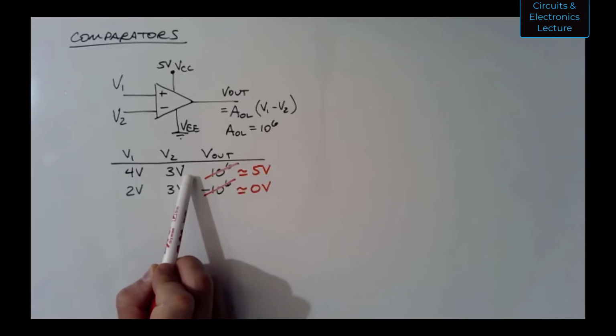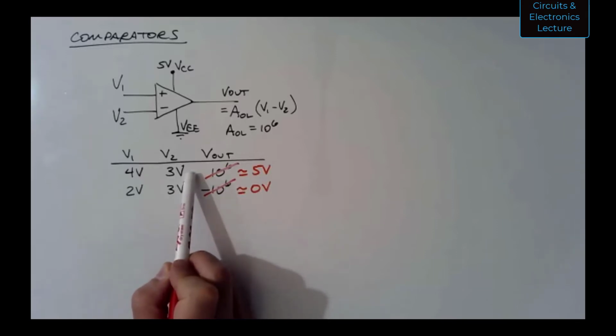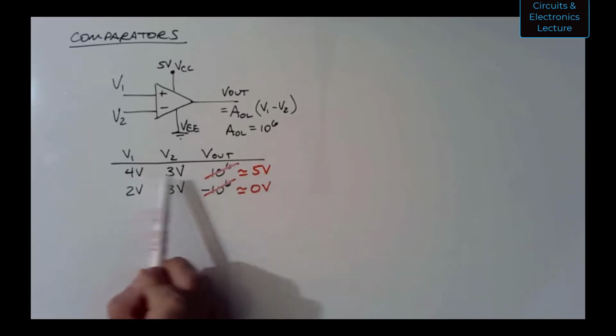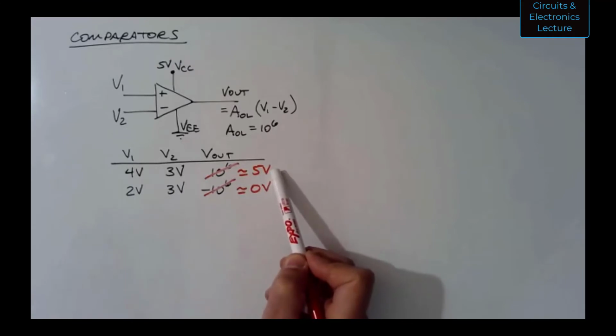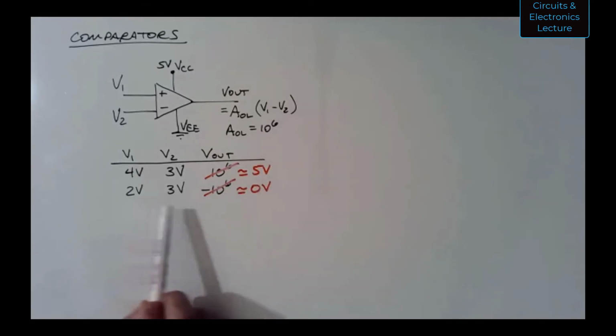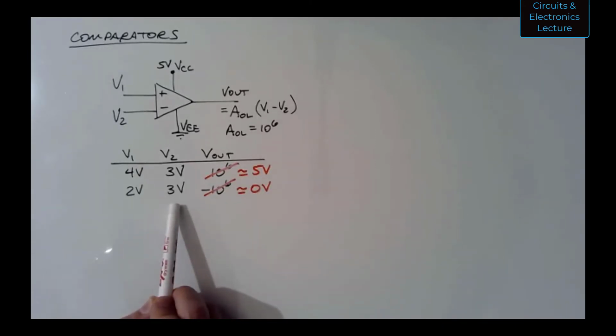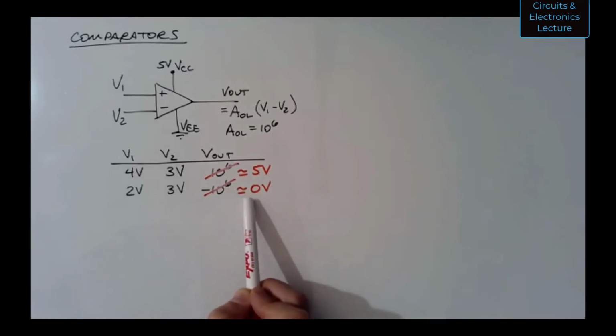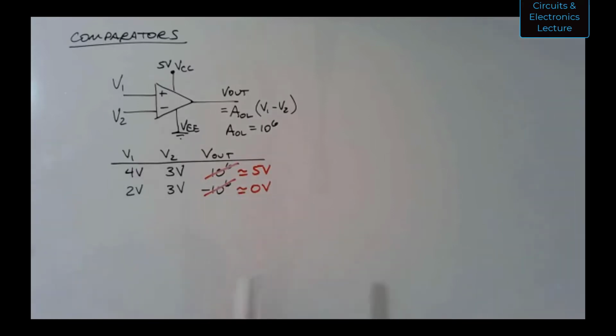by anything greater than a few microvolts. So when V1 is greater than V2, the output is going to be high. It's going to be the high voltage. We're defining that to be 5 volts. When V1 is less than V2, then we get this characteristic that the output is low. Okay, so this op amp is sensing the voltages and making a decision which is higher than the other.